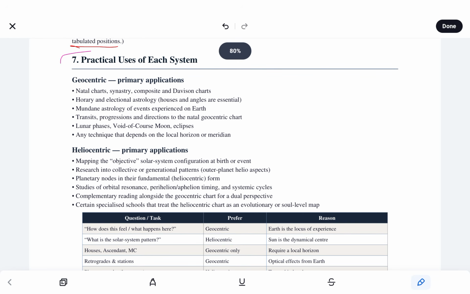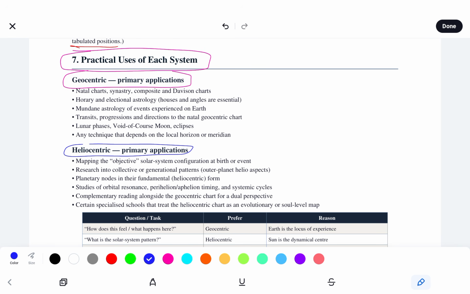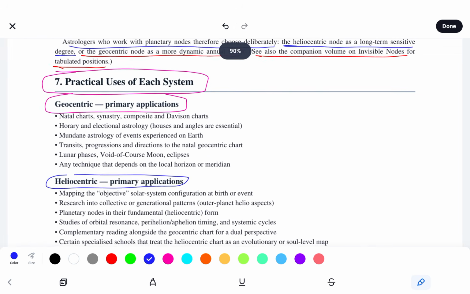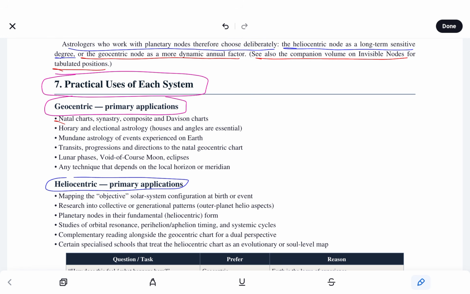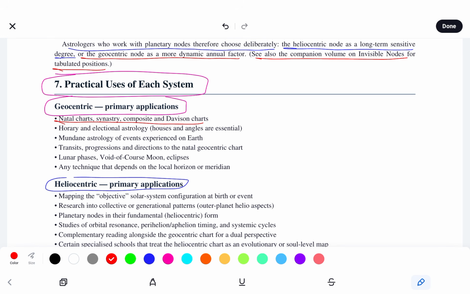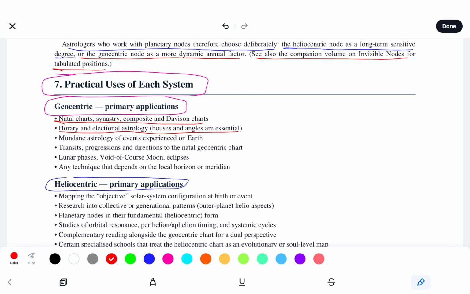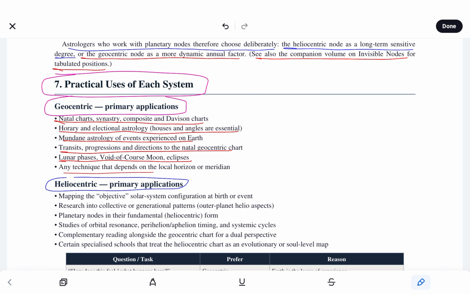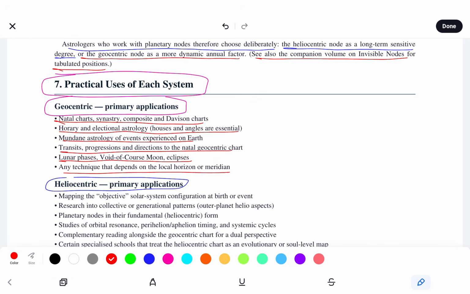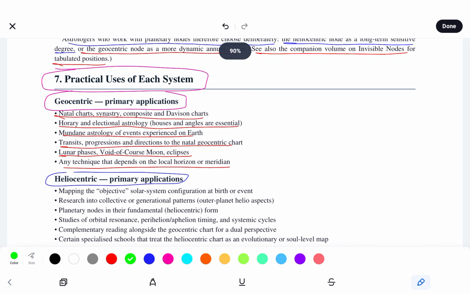Here are practical uses of each system. We see geo primary applications as well as helio primary applications. Now for geo: natal charts, synastry, composite, and Davison charts; horary and electional astrology, where houses and angles are essential; mundane astrology of events experienced on Earth; transits, progressions, and directions to the natal geo chart; lunar phases, void-of-course Moon, eclipses, and any technique that depends on the local horizon or meridian.